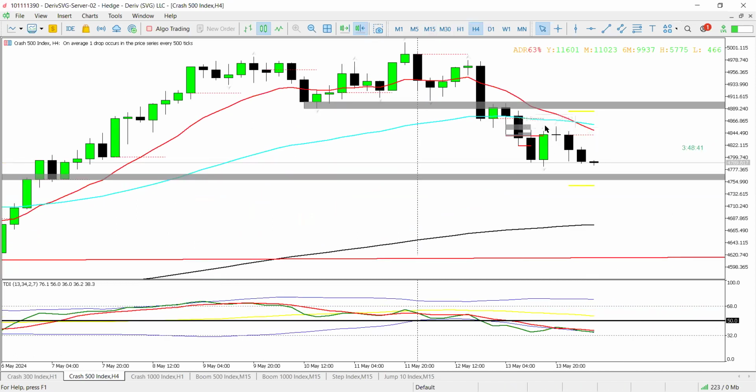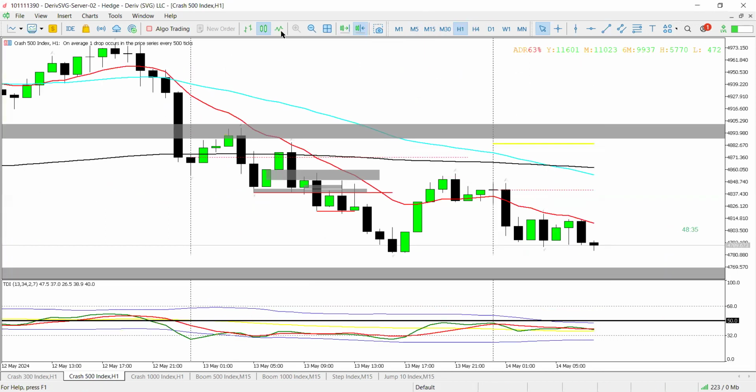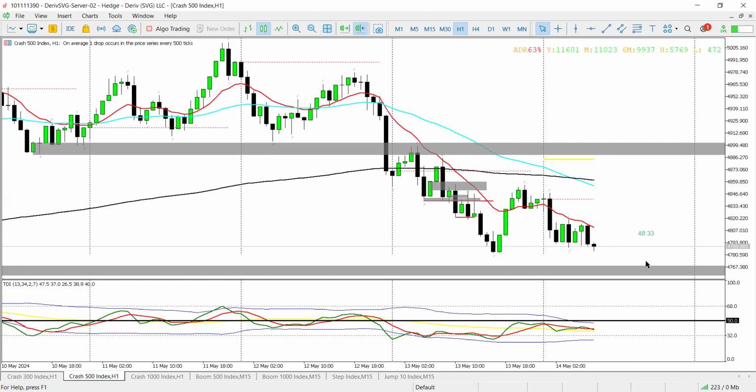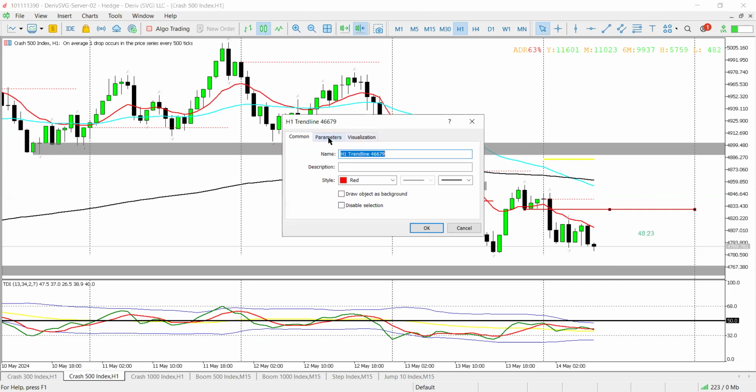4 hour as well looks like it's steadily pushing down to that gray zone which we have on the bottom there. Then H1 now is where we need to look for a possible entry. So right here we have this order block, which is around 48.30. So 48.30 point of interest.